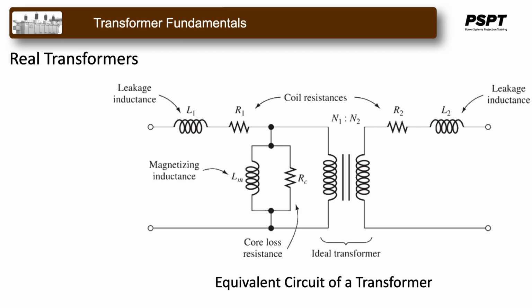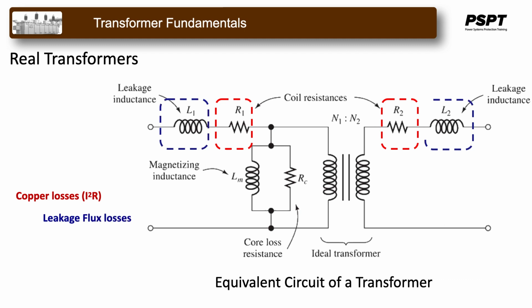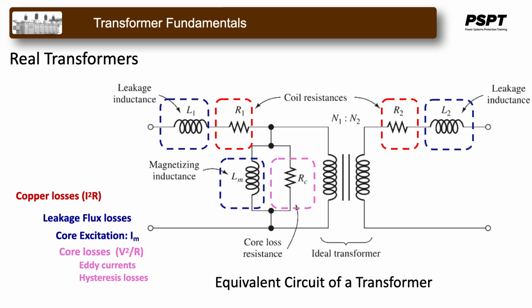Modeling the copper losses, or resistive losses, in the primary and secondary windings of the core are represented in the equivalent circuit by R1 and R2. Modeling the primary and secondary leakage flux are represented in the equivalent circuit by L1 and L2. The core excitation is modeled by Lm, and the core eddy current and hysteresis losses are modeled by Rc.